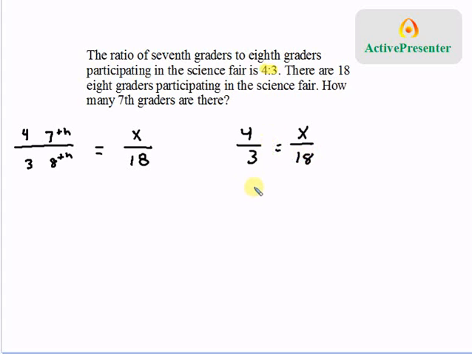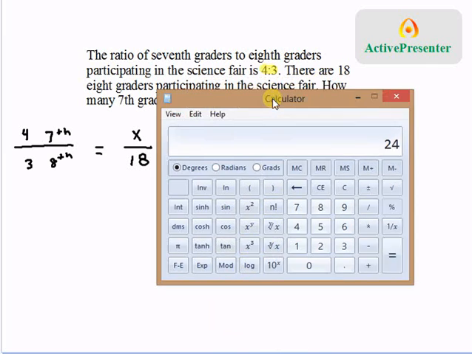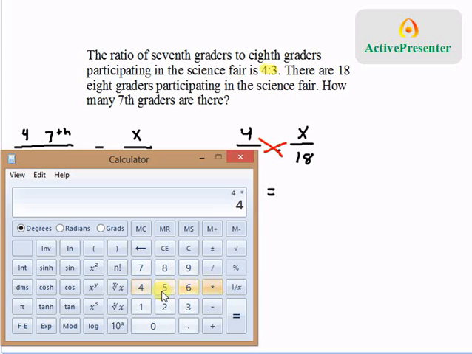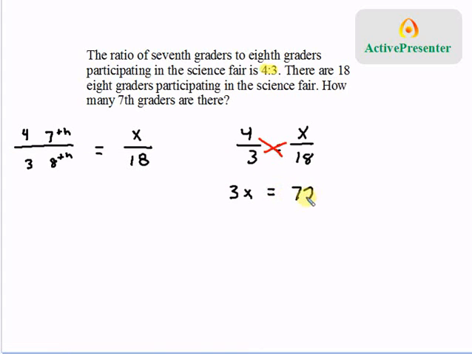That allows us to do our cross multiplication. So we'll multiply 3 times x and 4 times 18. 3 times x is simply 3x. 18 times 4, let's crank out our calculator here. 4 times 18 is equal to 72.